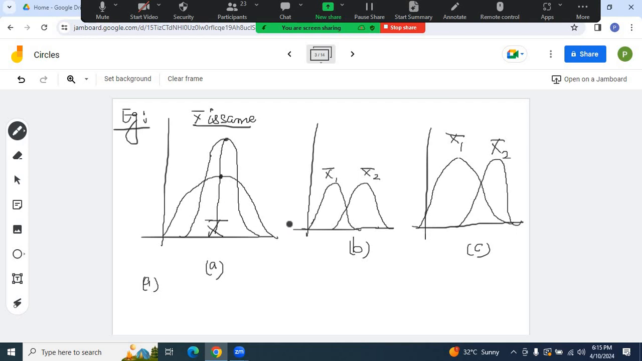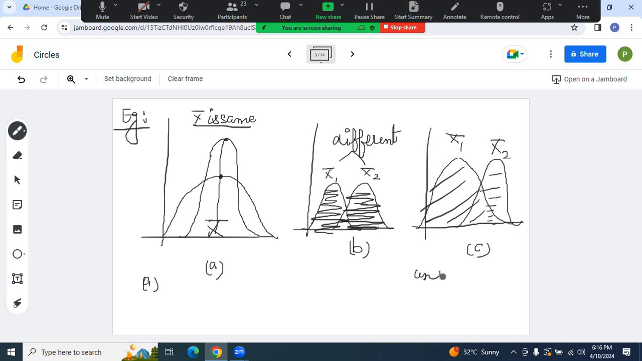Now B represents 2 distributions with the same spread. The spread of this and the spread of this is the same, but the means are different. C represents 2 distributions with unequal variation. Here the variation is more and here the variation is less. So C is having unequal variation.